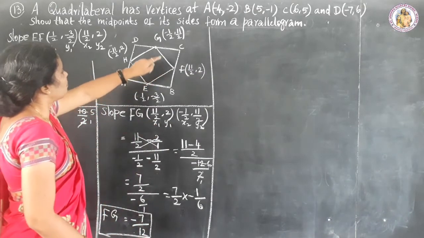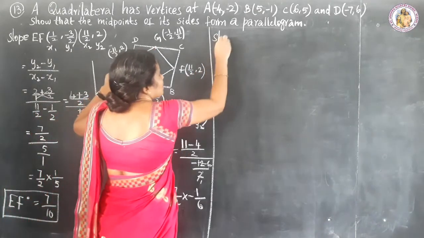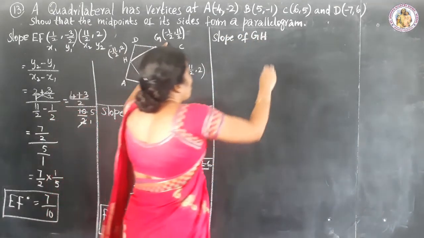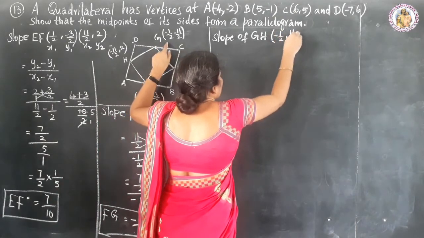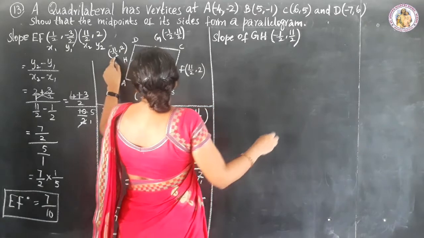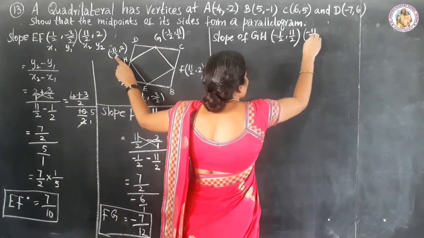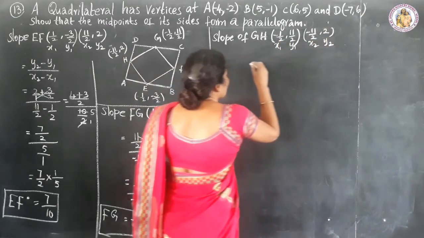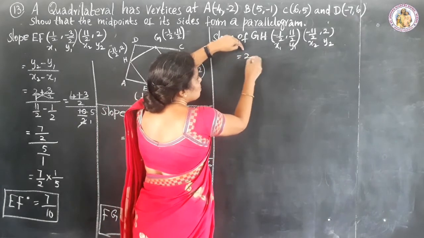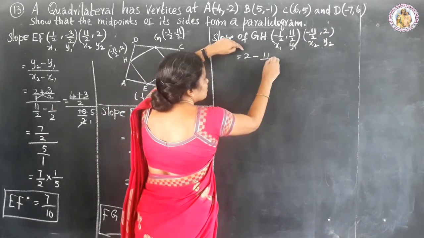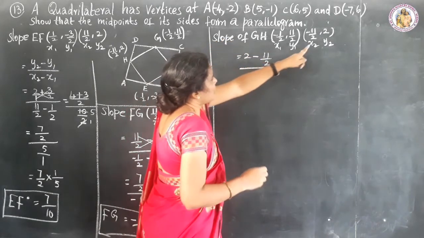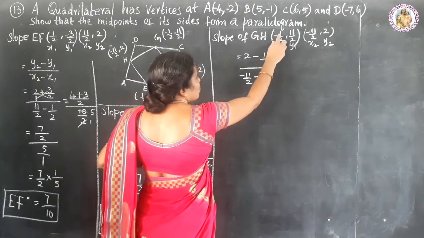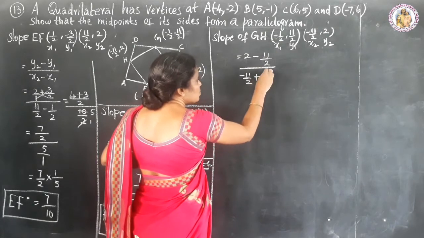Now let us find slope of GH. Slope of GH, G is (-1/2, 11/2), okay, and H is (-11/2, 2). Taking this as x1, y1, x2, y2. So y2 is 2 minus 11 by 2, divided by x2, so minus 11 by 2 minus, okay, minus 1 by 2. Minus 1 by 2, when it comes here, becomes plus 1 by 2.